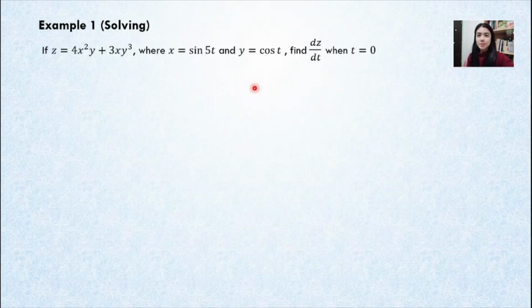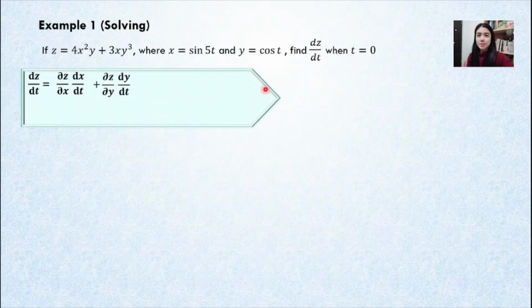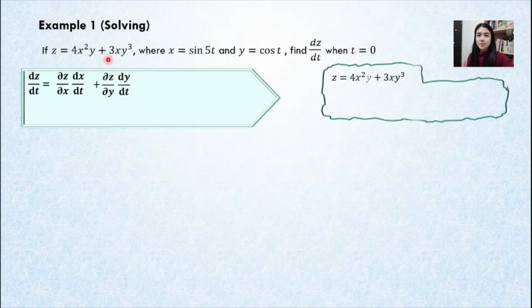Now we know the formula of dz dt. So now we need to solve this example. Looking at the formula that we get from the chain rule, the information that we need is del z del x and del z del y, and we need dx dt and dy dt. Let's find del z del x and del z del y first. Where do we obtain the information for del z del x and del z del y? That is from the equation z. So you have to find the partial derivatives from this equation z.